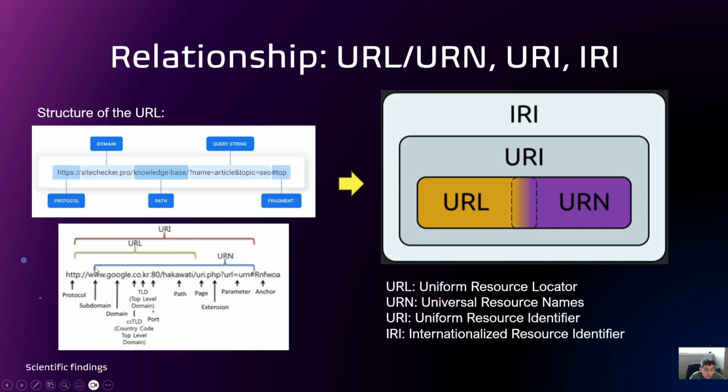Without the protocol, starting from the domain and subdomain until the parameters and the anchors or fragments, that is the URN. So you can see the URL starts from the beginning, and the URN ends at the far right. They overlap in the domain and the path. Including both the URL and URN scope, that is our URI. But with the URI, we are not only talking about the web page; we treat this link as our resource identifier. That is what URI means.